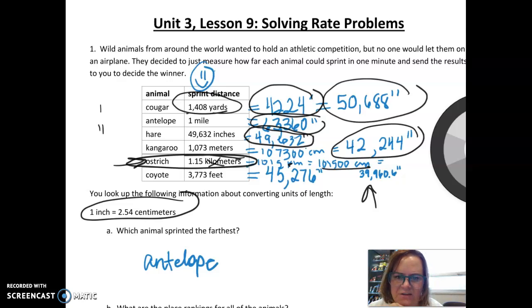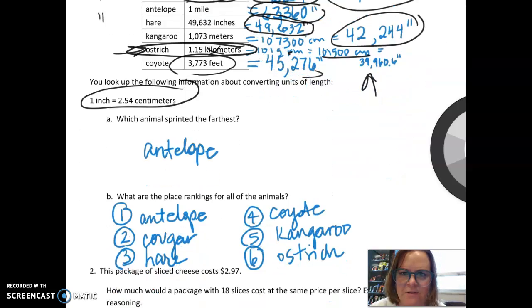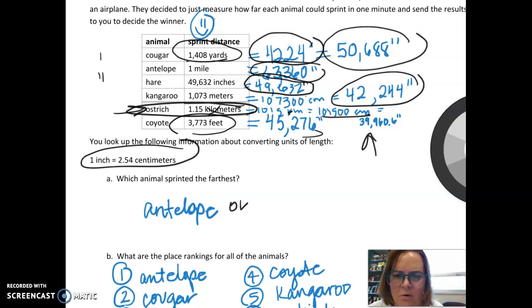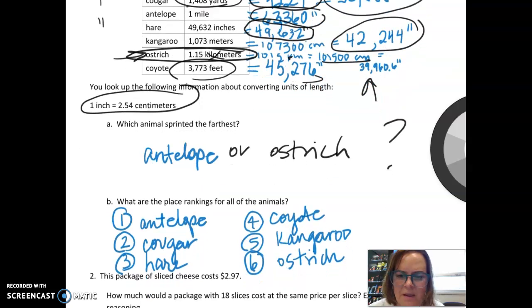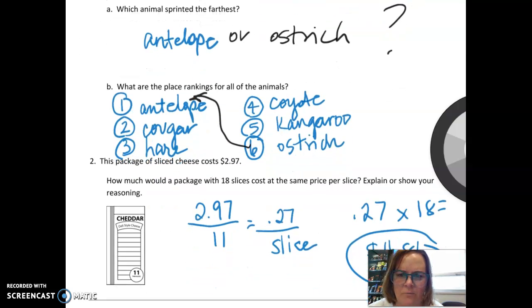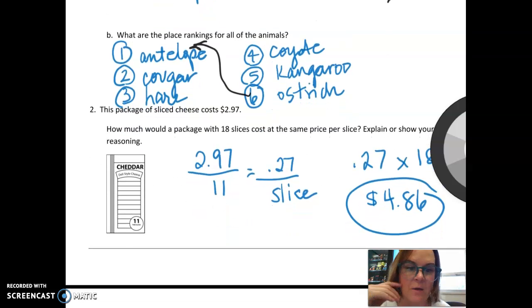And then the coyote, I just multiplied those feet by 12 to get 45,276. So which animal sprinted the farthest? Well, it's either the antelope or the ostrich. What is it, you guys? And then I had to rank them in places. And so this might not be right because the ostrich might be up here, right? Before the antelope, and then the cougar and the hare and the coyote and the kangaroo. All right, so I can't wait to see what you figured out.